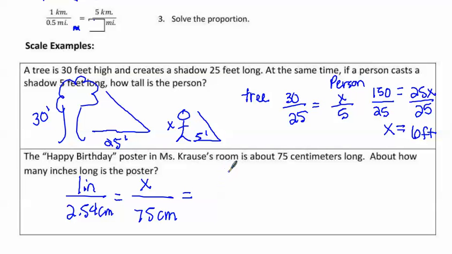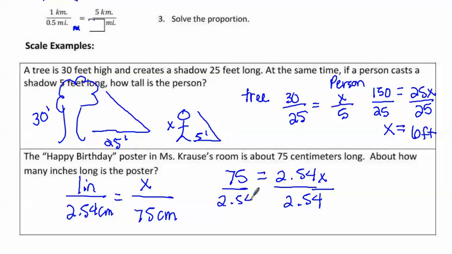So I'm going to cross multiply and get 75 equals 2.54x, divide by 2.54 on each side, and you'll get x is approximately 29.53 inches.